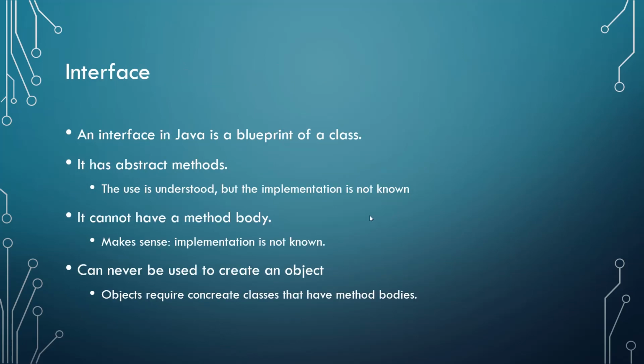An interface in Java is a blueprint of a class. It has abstract methods. The use of the method is understood, but the implementation is not known yet. Therefore, it's an abstract method. It doesn't have a method body. It makes sense. The implementation is not known, so we end the interface method with a semicolon. It can never be used to create an object. Objects require concrete classes that have method bodies. So interfaces turn out to be very important, but they're never objects on their own. Instead, they become parts of other objects.